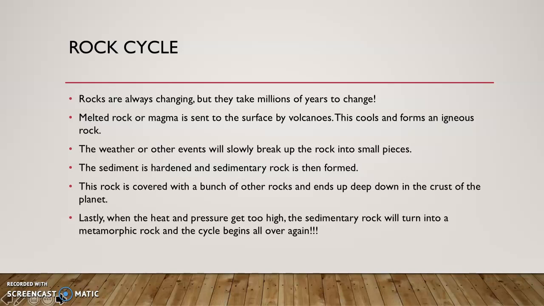Next, this rock is then covered with a bunch of other rocks and ends up deep down in the crust of the planet. So way deep down. And lastly, when the heat and the pressure get way too high, the sedimentary rock then turns into a metamorphic rock and the cycle begins all over again.